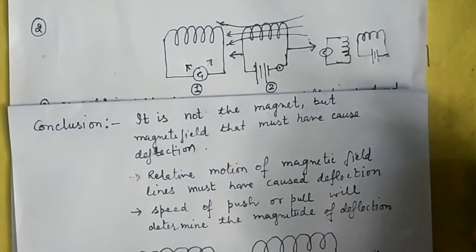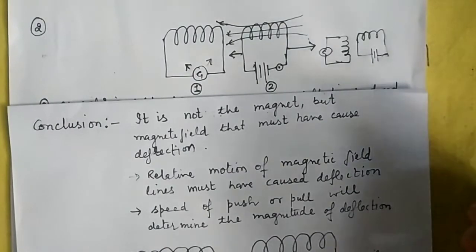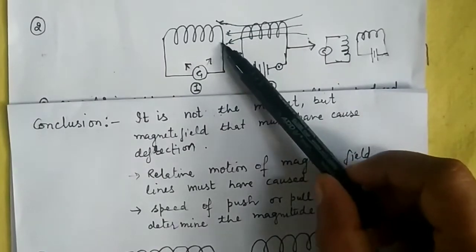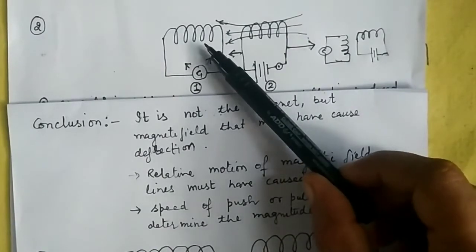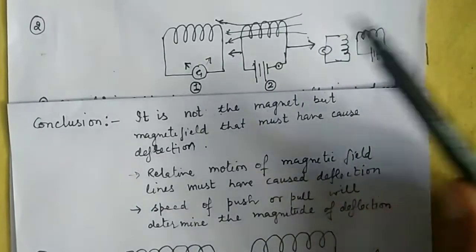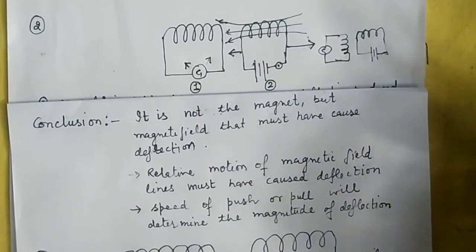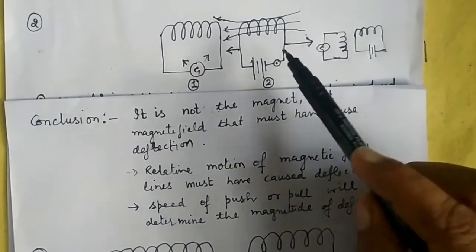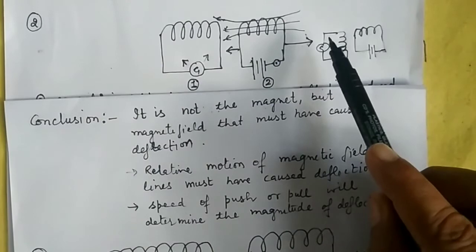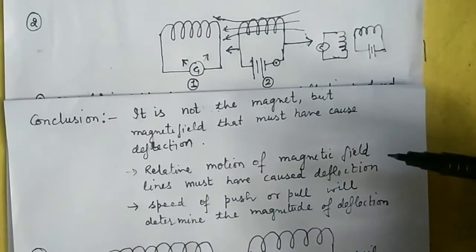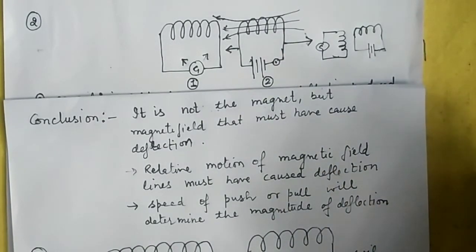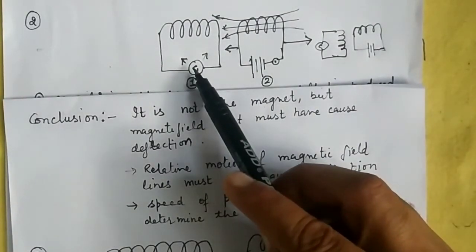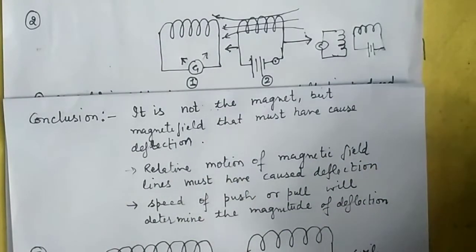So the relative motion of this magnetic field must have caused the deflection in the galvanometer. Further, the rate at which you push this coil away or towards the other coil tells us the magnitude of the current produced in this coil.